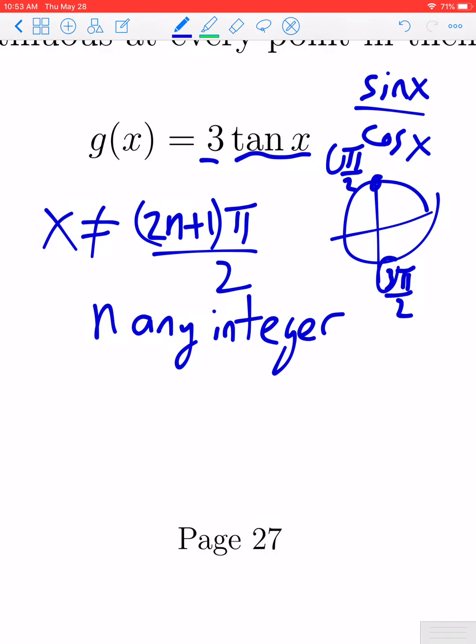Or I think for a lot of us, it might even just be as easy to say, k times pi over 2, where k is an odd integer.